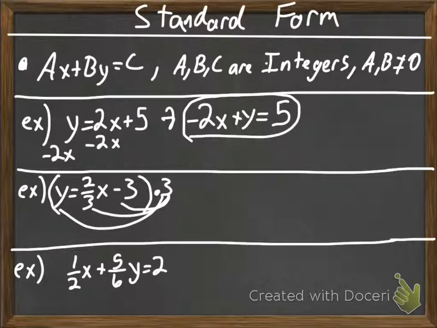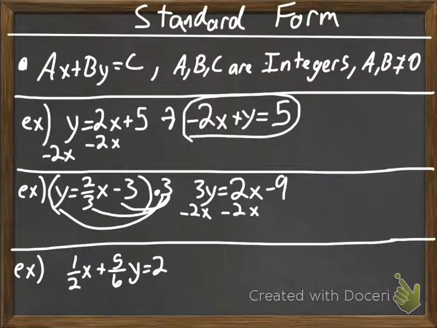And then we're going to rewrite it. So 3 times y is 3y. That equals 2/3 times 3. Our 3's will cancel, leaving us with just 2x. And negative 3 times 3 is negative 9. So as you can see, we no longer have any fractions, so now we can put our x and y on the same side. So we get negative 2x plus 3y equals 9.